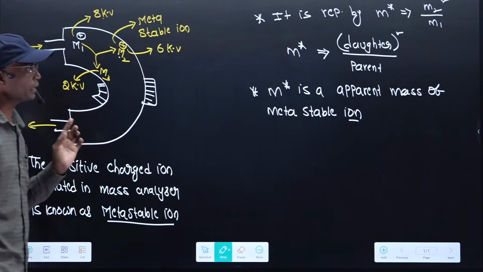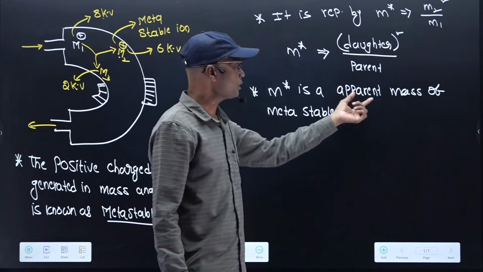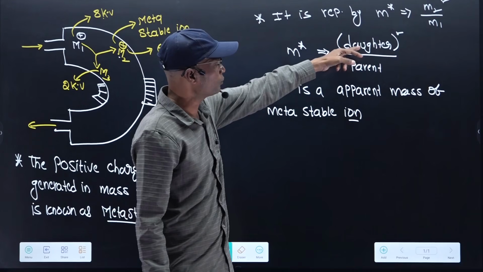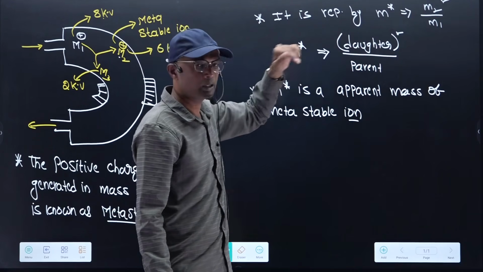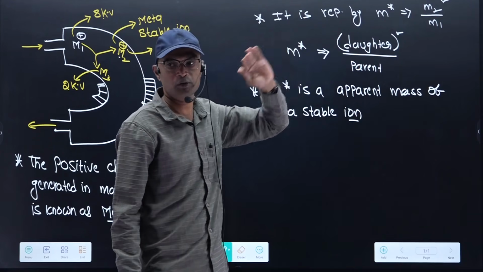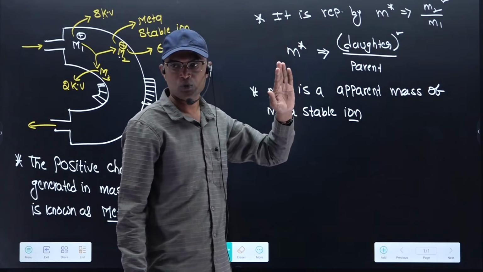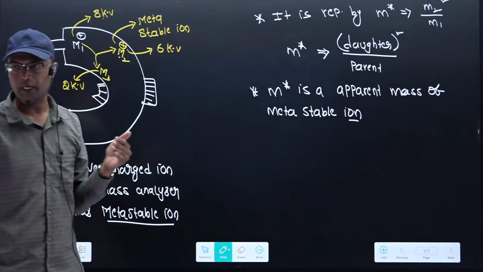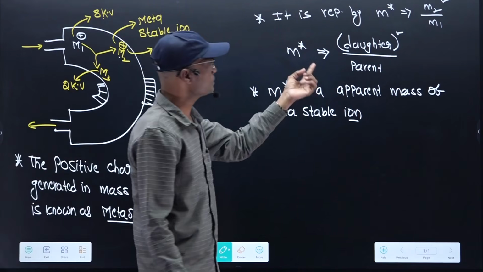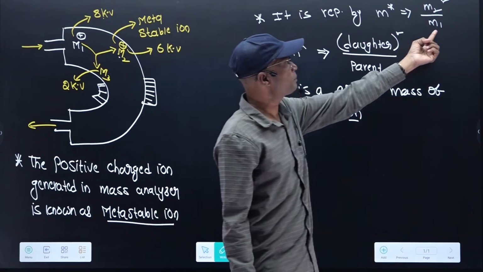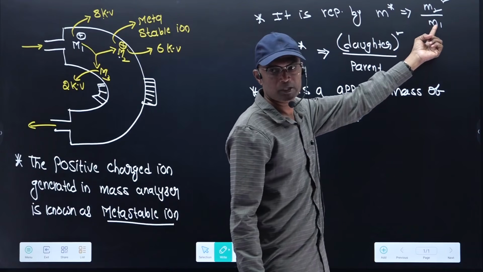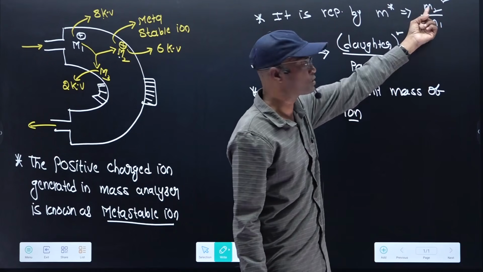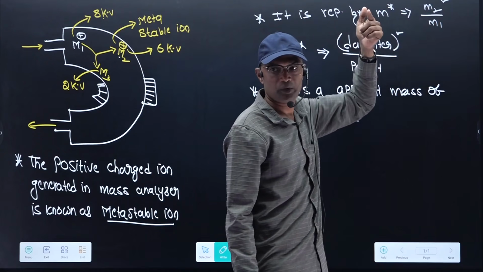So here we are writing an apparent mass. Apparent mass is always less than calculated. Whatever value you are writing, it will be a little bit, 0.1 to 0.4, less. So don't write this value exactly the same. After doing calculations, suppose this is a parent. The parent has an m by z value, and the daughter has some m by z value. Suppose it is 91 and 65. Is it coming from 91 or not?